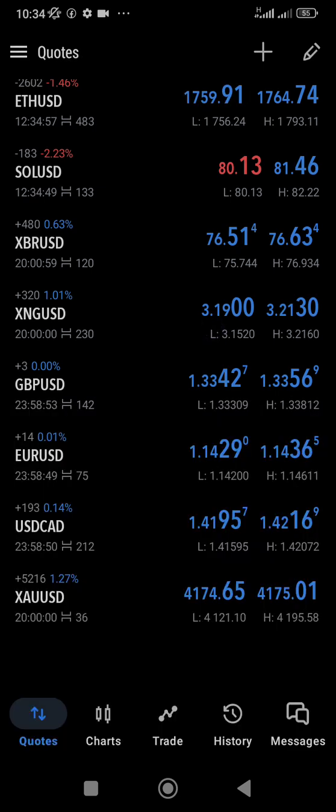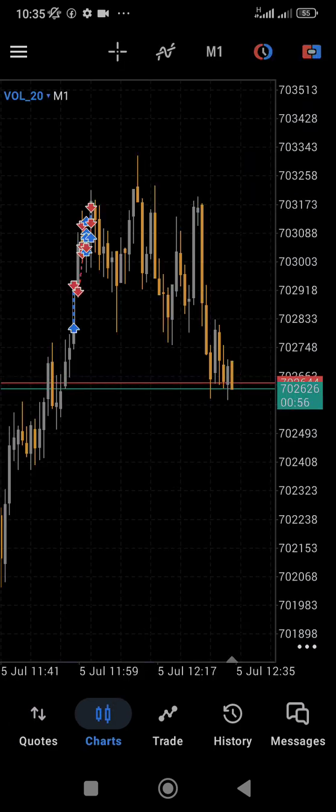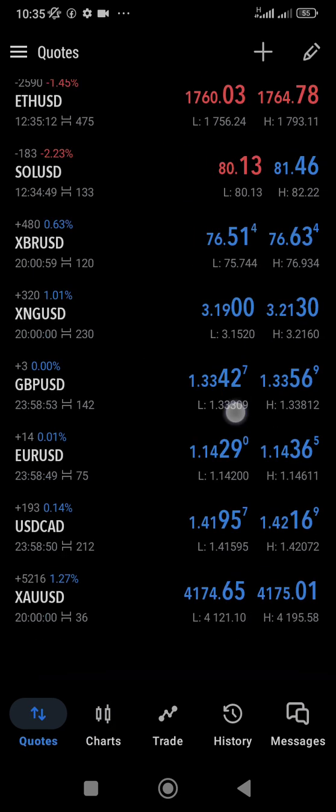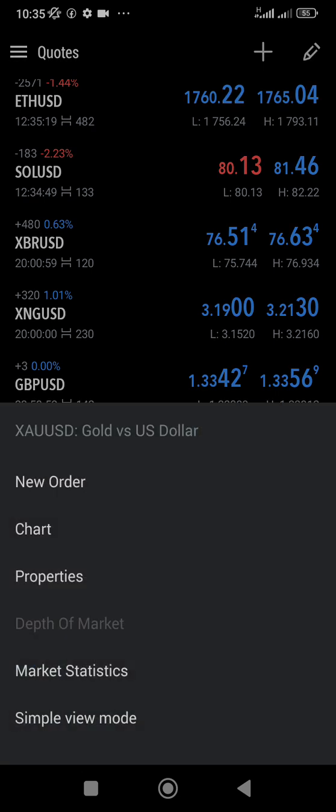In order for us to navigate the charts, we have charts, which is this one over here. We can click on this chart, which is going to take us to the Volatility 20 Index, the one we saw before. This Volatility 20 Index is the first one. For us to click on charts of any of these instruments, we have to click first on the instrument. We can click on gold, for example, and it's going to show us an option to either choose a new order if we want to place a trade, or a chart if we want to navigate the chart itself.